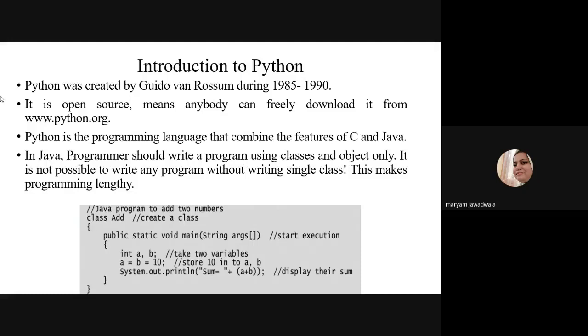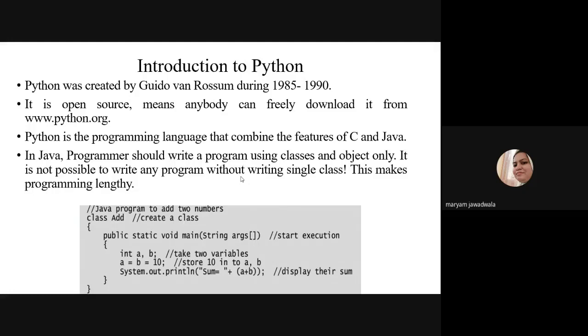So for those who already know the Java language, what happened in Java, programmers should write a program using classes and objects only, because Java is a pure object oriented language. Everything we need to write inside the class, and you need to create an object to access the class. So it is not possible to write any program without writing a single class, right? So this makes the Java programming language lengthy.